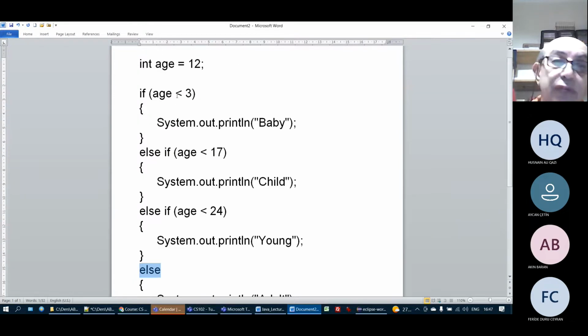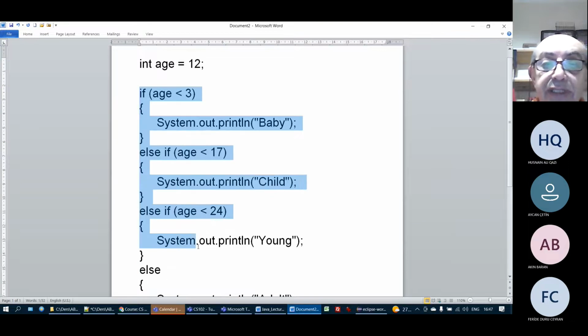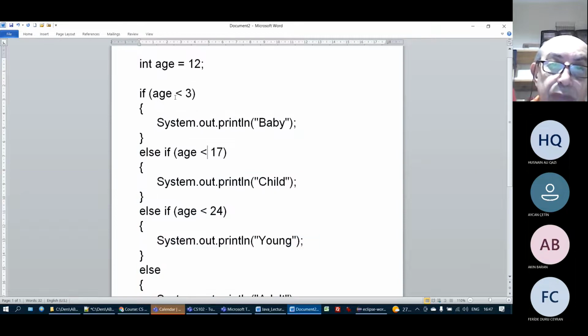So here I can have not only 1, 2, 3, but 4, 5, 6, 7, 8, whatever is necessary. I can have this kind of nested if; it is quite common. If there are several variations for the same value, like age or some other things, then we can have this kind of thing. But you have to be careful.